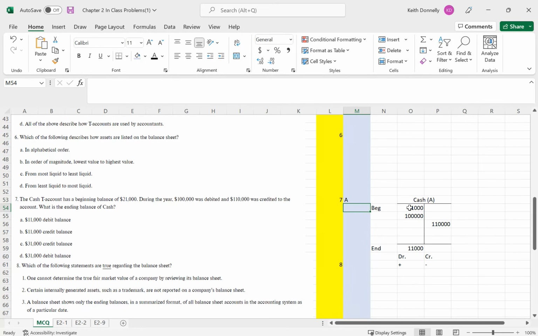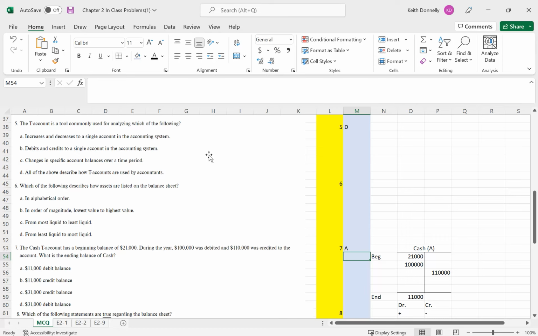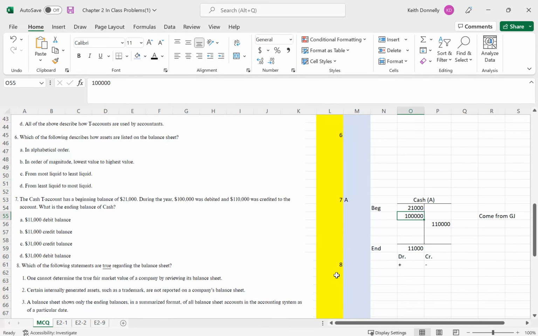A. So if we go back up to 5, right, the T account, why is it all of the above? Well, yeah, it shows increases and decreases to a single account right there. It shows debits and credits to a single account. And then it shows changes in the account balance. So we went from 21, we ended at 11. It shows that change, right? Now these middle guys in the T account right here, these come from the general journal, where we do all our journal entries. So every time you do a journal entry, populate it over into the T account. We'll look at that when we do the exercise together.